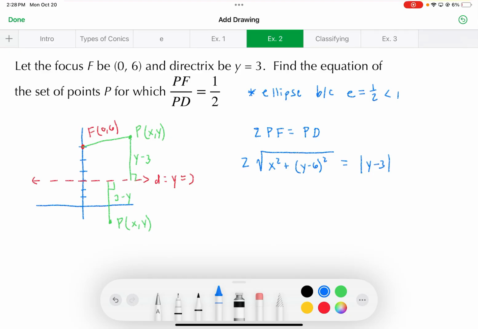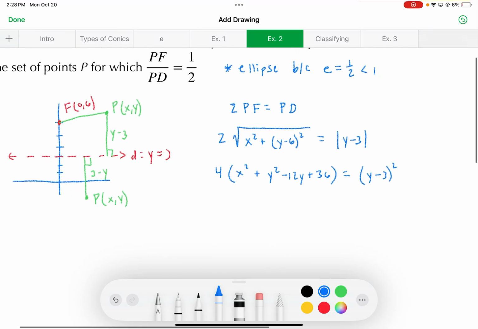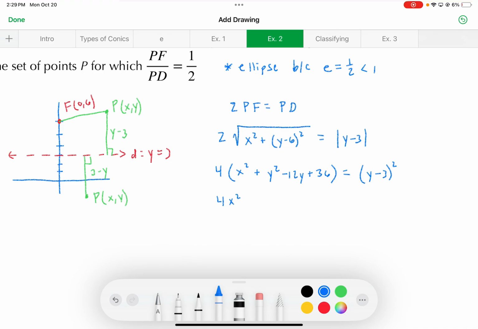Okay, now I'm going to square both sides. The 2 is going to become a 4. The radical will go away. Carry the x squared down and then expand the binomial. y squared minus 12y plus 36. Over here, the absolute value becomes unimportant if you're now squaring it, right? Let's distribute the 4. Expand the binomial.